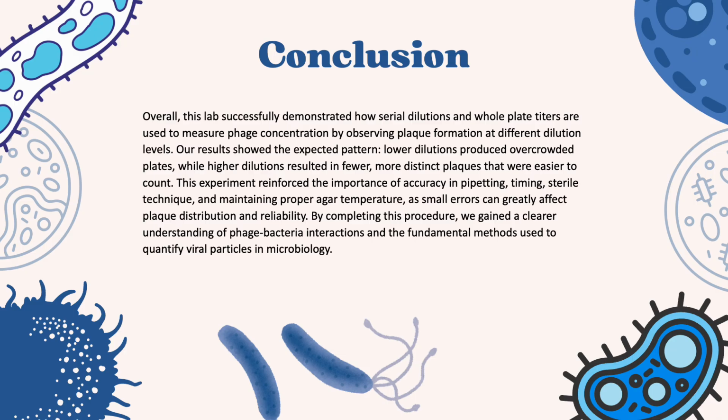Overall, this lab successfully demonstrated how serial dilutions and whole plate titers are used to measure phage concentration by observing plaque formation at different dilution levels. Our results showed the expected pattern. Lower dilutions produce overcrowded plates, while higher dilutions resulted in fewer, more distinct plaques that were easier to count.